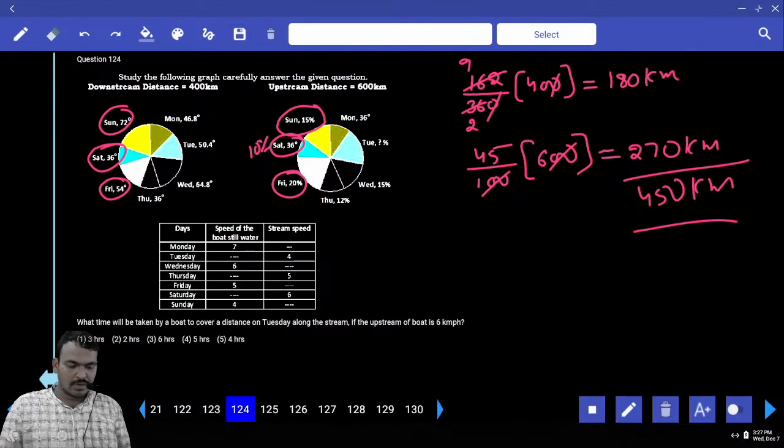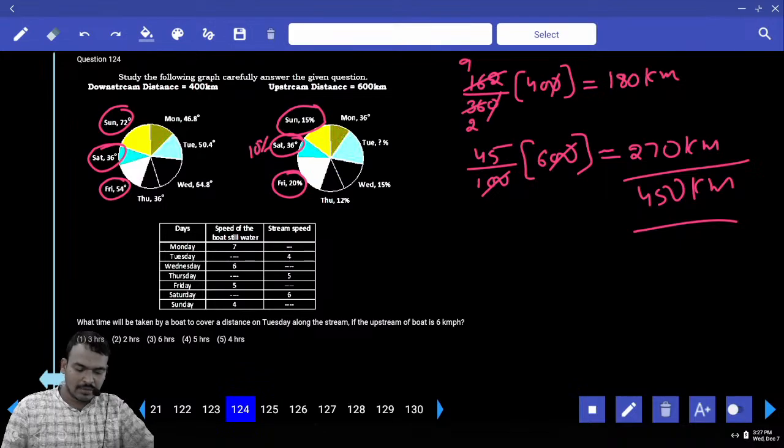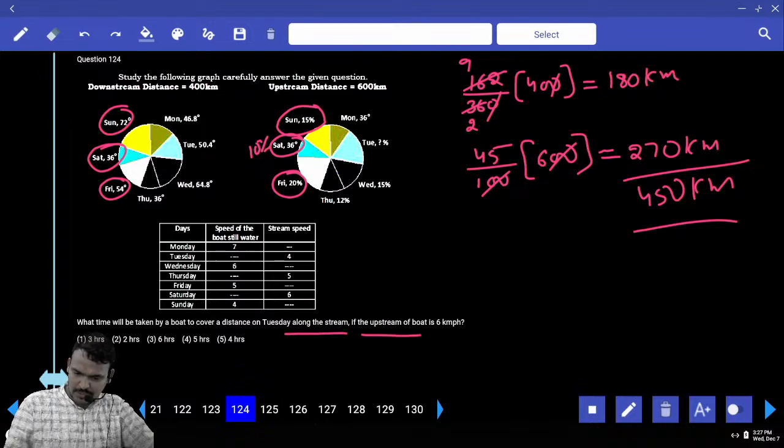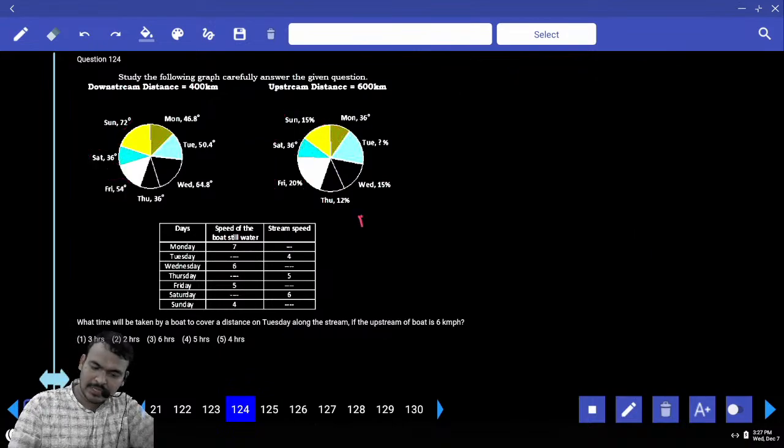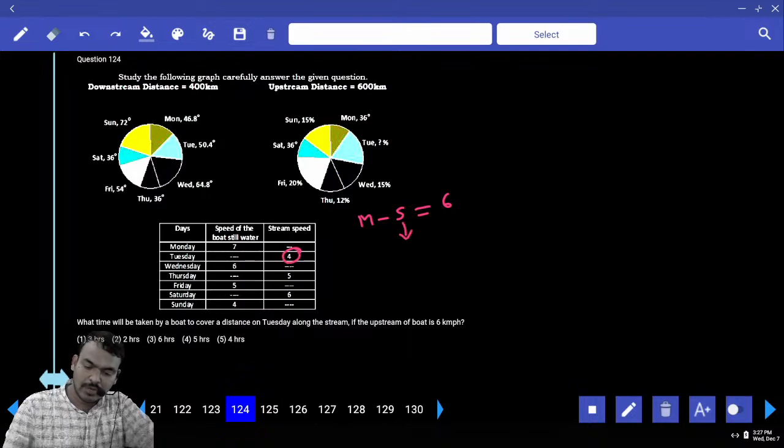Next question number 124. What is the time taken by the boat to cover a distance on Tuesday along the stream or against the stream? Along the stream. Along the stream means downstream or upstream? Downstream. If the upstream of the boat is how much? 6 km per hour. First, on Tuesday, M minus S value is given as how much? 6, or not? What is the M value on Tuesday? We don't know, but S value is given as 4. S is 4, means obviously M value is 10, or not?